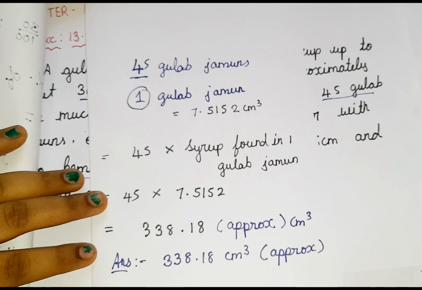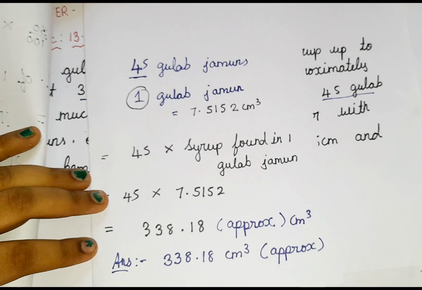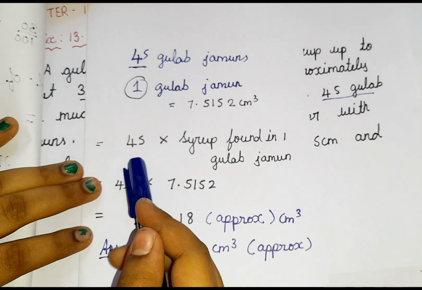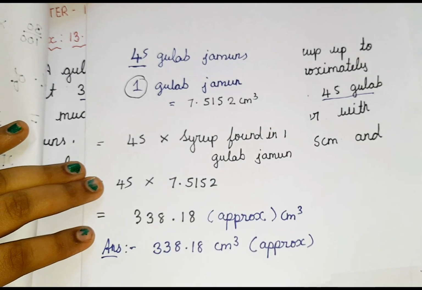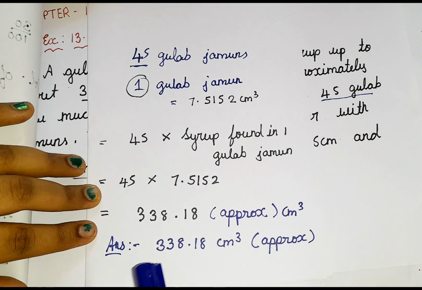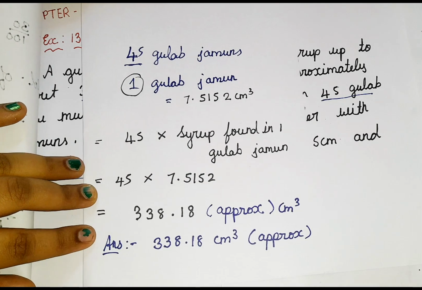So this is a basic thing. We just studied this in smaller classes as well. So of course this is just a basic thing. Okay. So just multiply it with 45, then we will get the answer. Okay, guys. So finally we found the answer. So the answer is 338.18 centimeter cube.